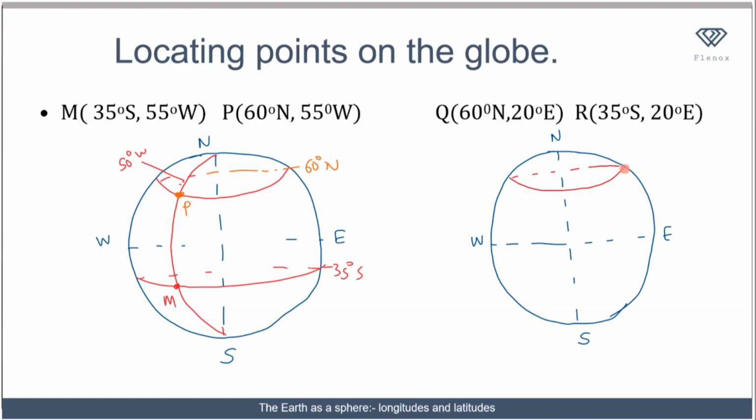And the second coordinate is 20 degrees east. So 20 degrees east is going to be along this side over here. So here I have 20 degrees east. And the point of intersection of those two lines is my point Q. Now for the second point, I have 35 degrees south. Now 35 degrees south is going to be in this direction over here. So I have 35 degrees south over here.